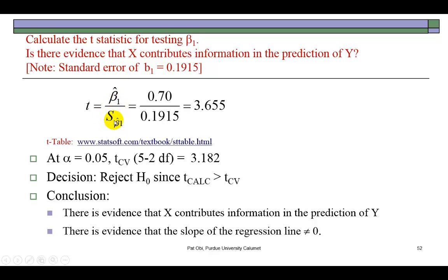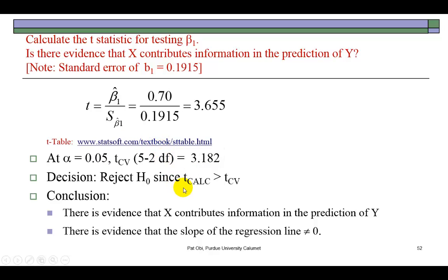Anyhow, this is the standard error, and it's given in this problem. Divided into the estimate, we get this calculated t-value of 3.655. Next up is to look up the critical value of t, which under 3 degrees of freedom and 5% level, you'll find to be 3.182. Again, you can go back to this table which I showed earlier.